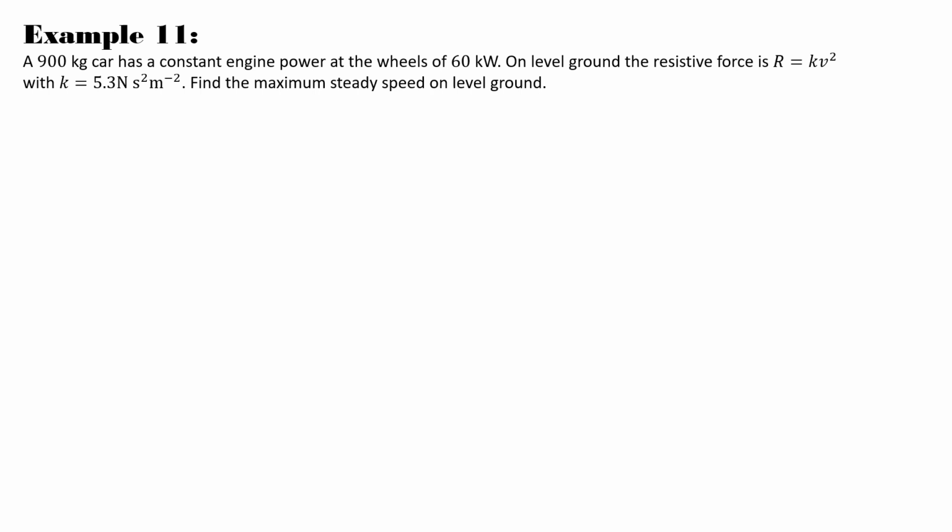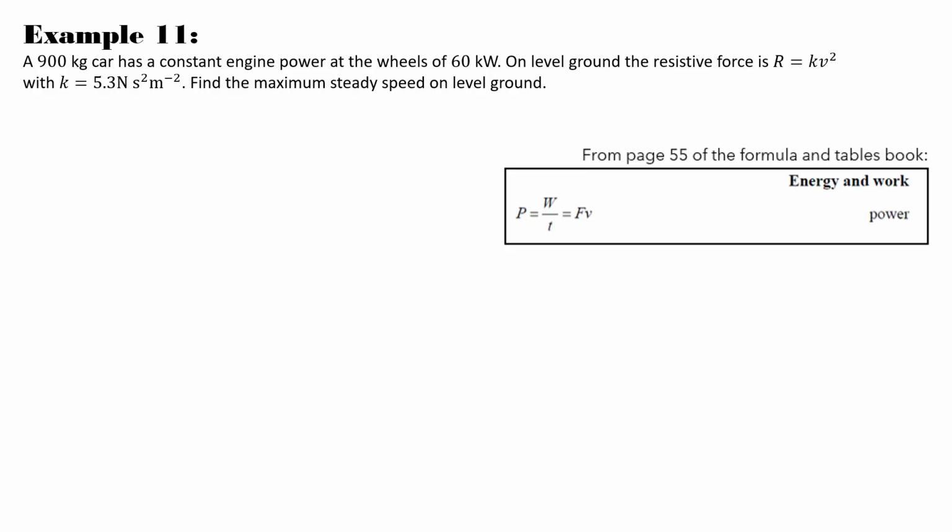Okay, so example 11. A 900 kg car has a constant engine power at the wheels of 60 kilowatts. On level ground, the resistive force is R equals kV squared, where k is 5.3 Newton second squared per meter squared. Find the maximum steady speed on level ground.